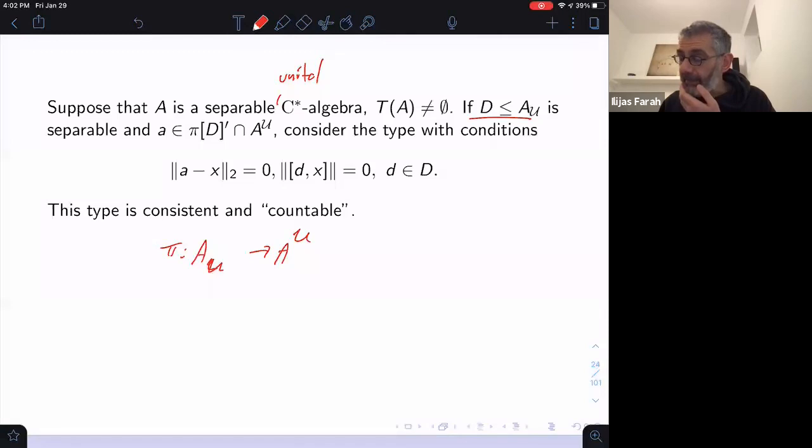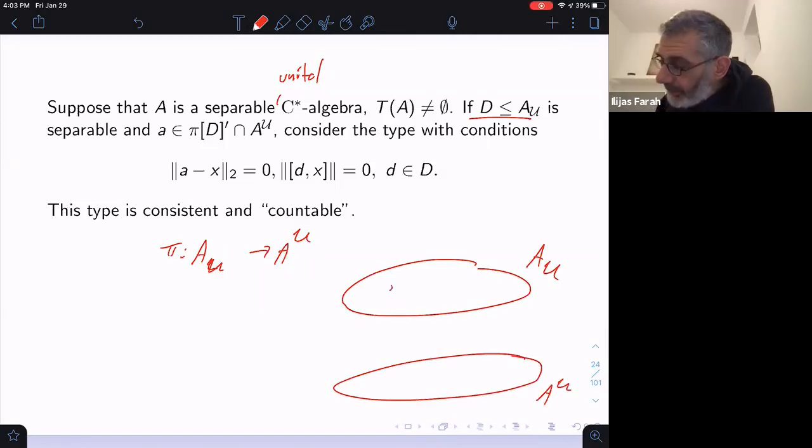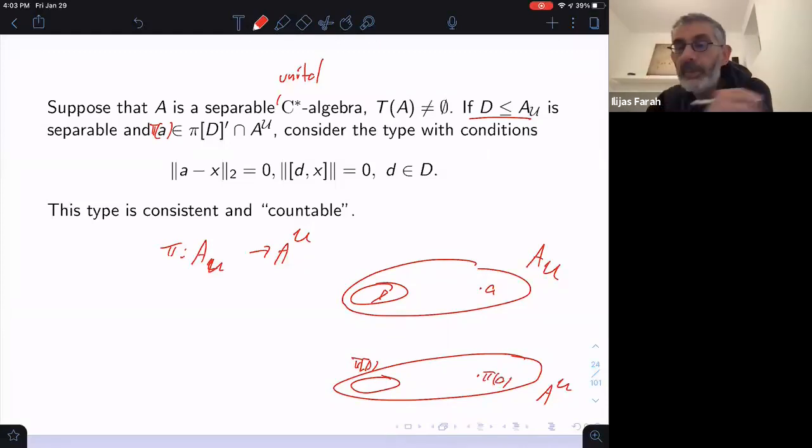And take a little a which belongs to the relative commutant. Let me draw a picture. So here is the norm ultrapower. Here is the tracial ultrapower. D is something separable here. Here is the image of D. And A is something here, with a P missing. It has the property that its image under the quotient map commutes with P of D.